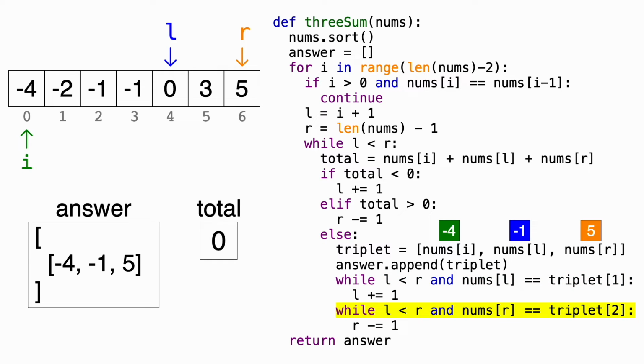Since we moved L to a different number, we know that these three numbers are definitely not going to equal 0, so we can also move R. And we'll check for the same thing, except we'll look at the number at index 2 of the triplet, which is 5. Right now, R still points to 5, so let's decrement R. Now we're finally at a different number, so we can finally calculate the new total. -4 plus 0 plus 3 equals -1, which is less than 0, so we'll move the left pointer up.